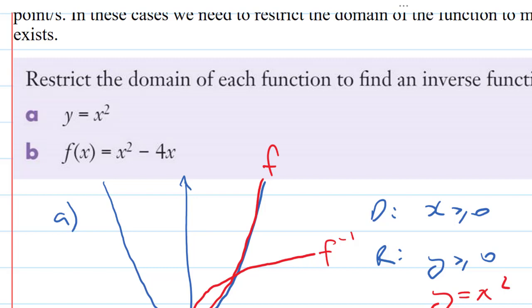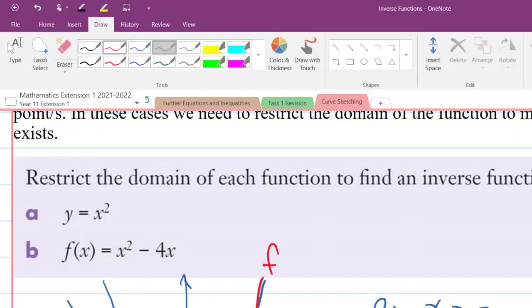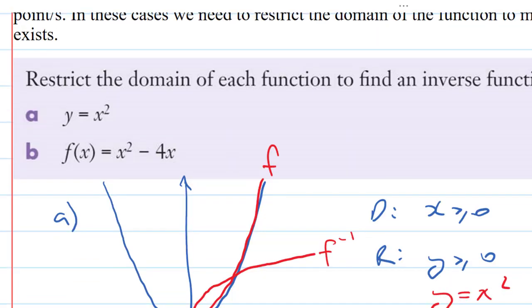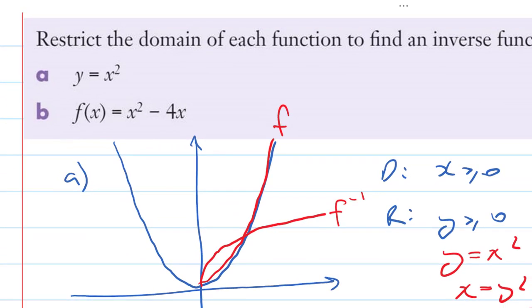Would you draw the asymptote for this one now, or no? You can if you want to, but what I was saying is the domain and range is set.